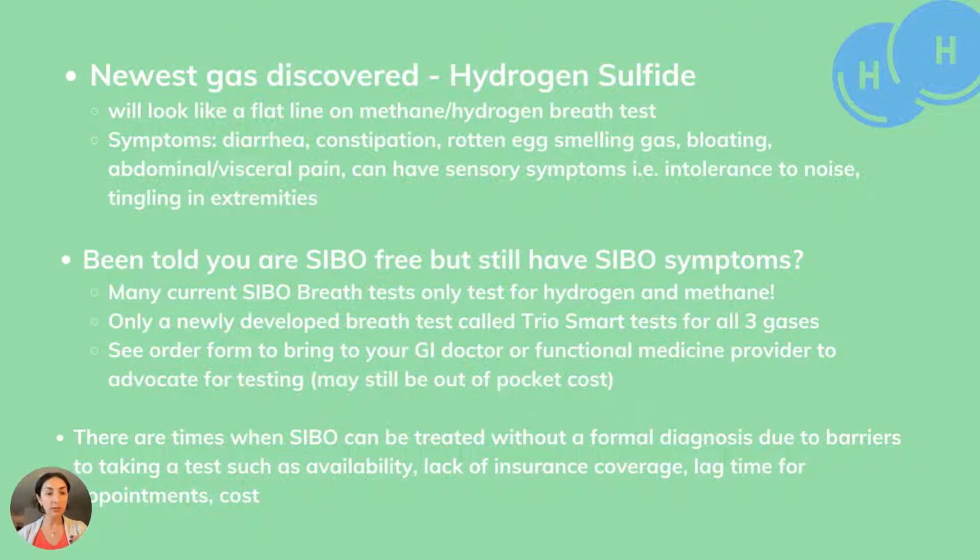which basically means you have a hypersensitivity to pain when you have SIBO in your gut. So you're feeling the gas and the gas pains a little bit more than the average person would feel gas. You can also have sensory symptoms with hydrogen sulfide SIBO, like intolerance to noise, some tingling in the extremities. So other factors can be felt in the body as opposed to just in the gut.